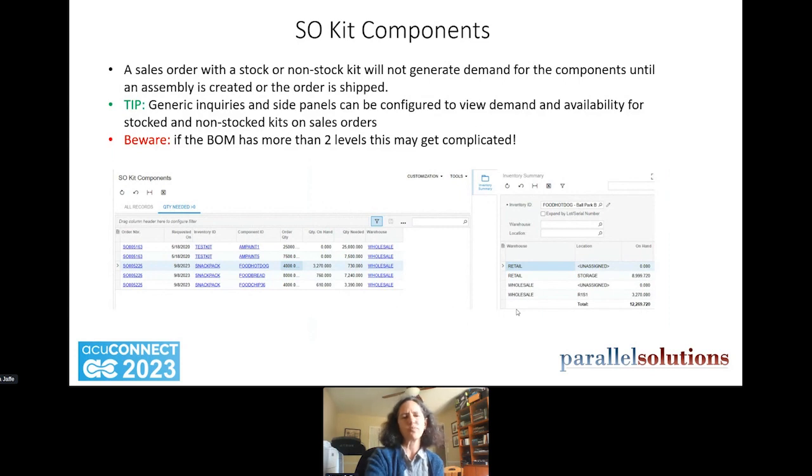There are also ways that your VAR can work with the software to get some visibility and use kits if you're doing light assembly. I showed you one example, which is a generic inquiry that's going to show, based on the sales order, what are the components that are needed to make that item. Now, if you get too deep on this, so if you're making 4 levels down, your generic inquiry is going to get awfully complicated. But we have done this for some of our customers for 2 or 3 levels.